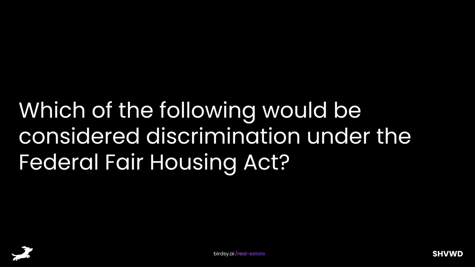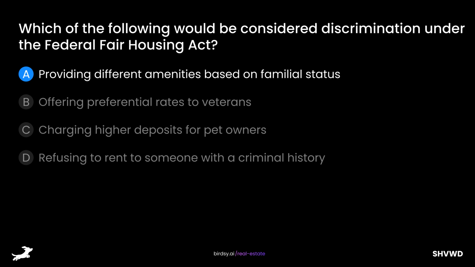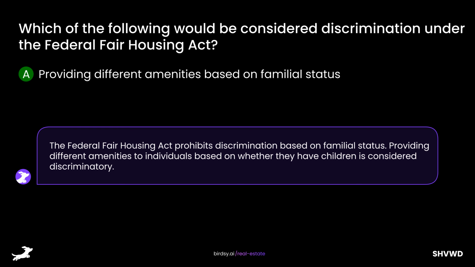Which of the following would be considered discrimination under the Federal Fair Housing Act? Is it A, providing different amenities based on familial status, B, offering preferential rates to veterans, C, charging higher deposits for pet owners, or D, refusing to rent to someone with a criminal history? The answer is A, providing different amenities based on familial status. The Federal Fair Housing Act prohibits discrimination based on familial status. Providing different amenities to individuals based on whether they have children is considered discriminatory.